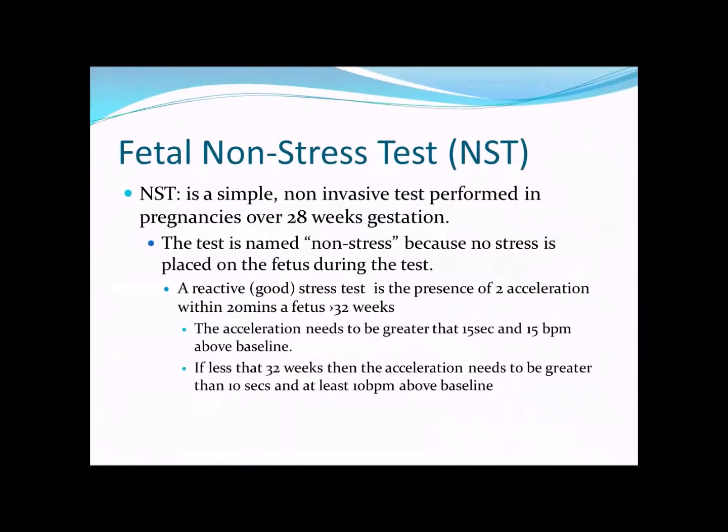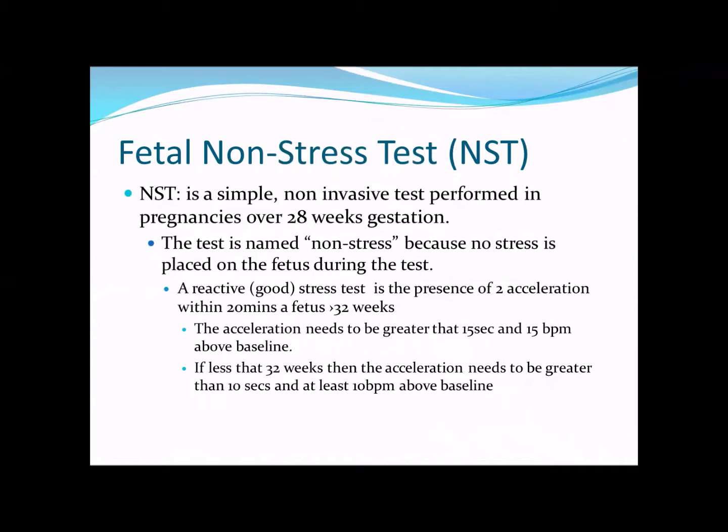I like to throw this in because this is when mom's not in labor. Sometimes they'll do a fetal non-stress test, and it's not invasive. They usually have to be in the third trimester, 28 weeks or greater. We don't want to put stress on the fetus. We want to see how the fetus reacts in its normal environment, okay? So we'd like to see greater than 32 weeks. We want to see 2 accelerations within 20 minutes. And the definition of an acceleration is greater than 15 seconds with 15 beats above baseline.